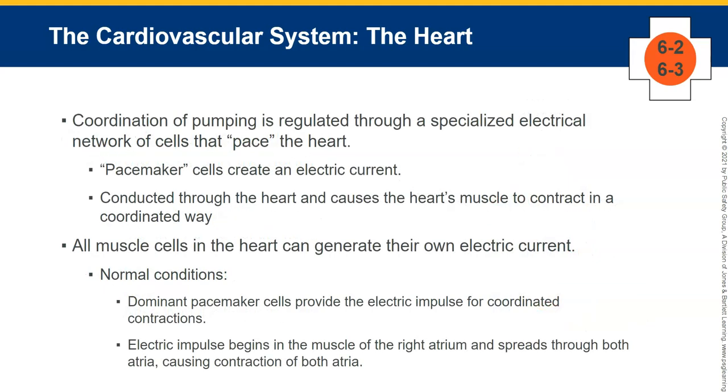The coordination of pumping is regulated through a specialized, fascinating electrical network of cells that pace the heart. Pacemaker cells create an electric current. It's conducted through the heart and causes the muscles to contract in a coordinated way. Under normal conditions, the dominant pacemaker cells provide the electric impulse for coordinated contractions. The electric impulse begins in the muscle of the right atrium and spreads throughout both atria, causing contraction of both atria.